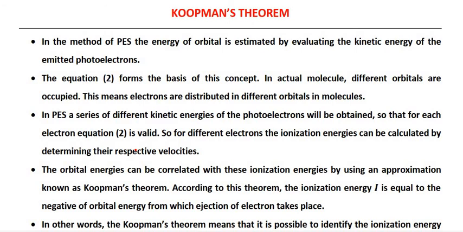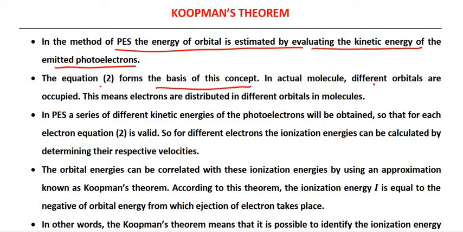It is a basic theorem that is used in photoelectron spectroscopy. In the method of PES, the energy of an orbital is estimated by evaluating the kinetic energy of emitted photoelectrons. I already told you, if we know the energy of the incident photon and the kinetic energy of the photoelectron, we are able to know the binding energy of the electron. And equation 2, I already told you, forms the basis of this concept.